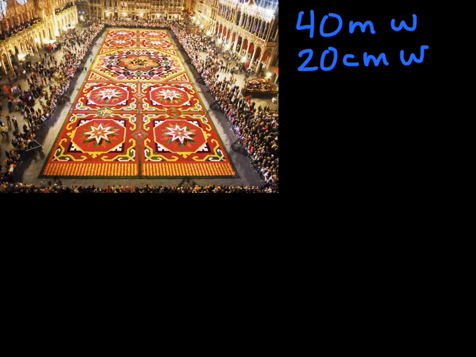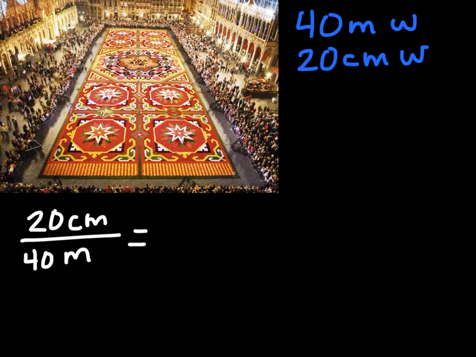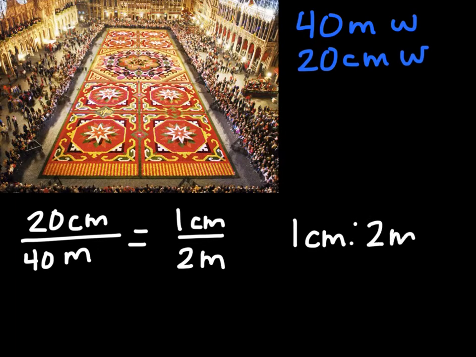Find the drawing scale. We're going to start by writing a ratio using the corresponding side lengths of the scale drawing and the actual carpet. Then we're going to simplify so that the numerator is 1. So the width of the scale drawing is 20 centimeters. The width of the actual carpet is 40 meters. Now we simplify. 1 centimeter to 2 meters. So the drawing scale will be written like this, 1 centimeter to 2 meters. Done.